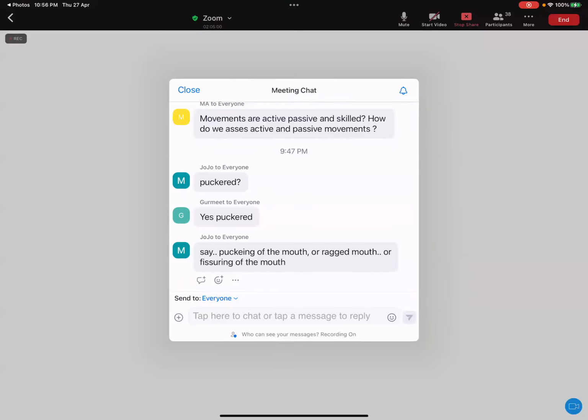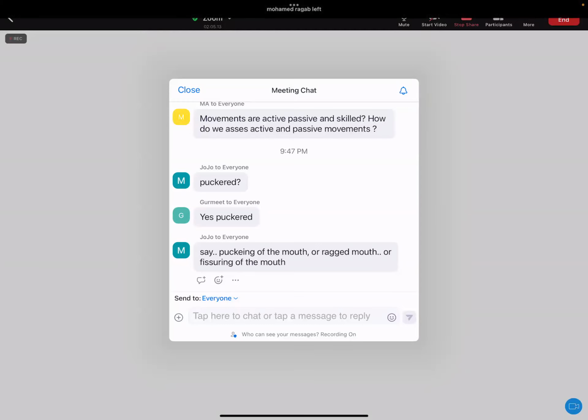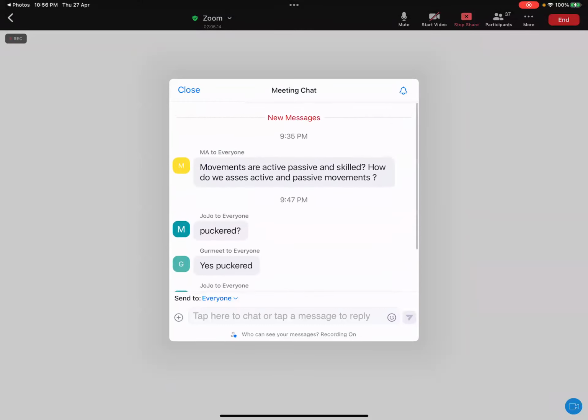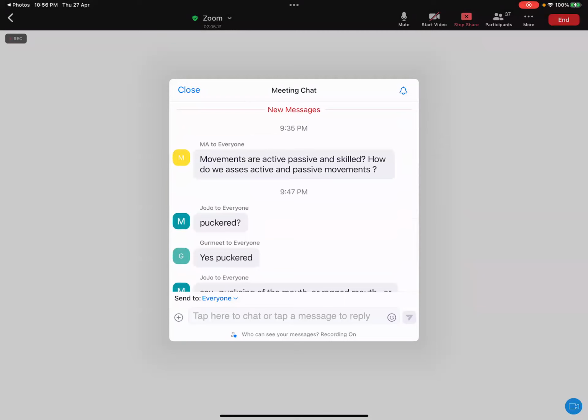Sir, can you please repeat the steps for examination of ankylosing spondylitis? For examination of what? Ankylosing spondylitis. Okay. So I hope this is clear up till now. Yes, sir.